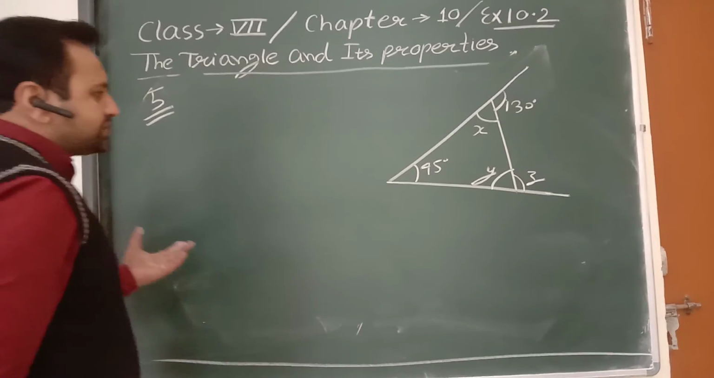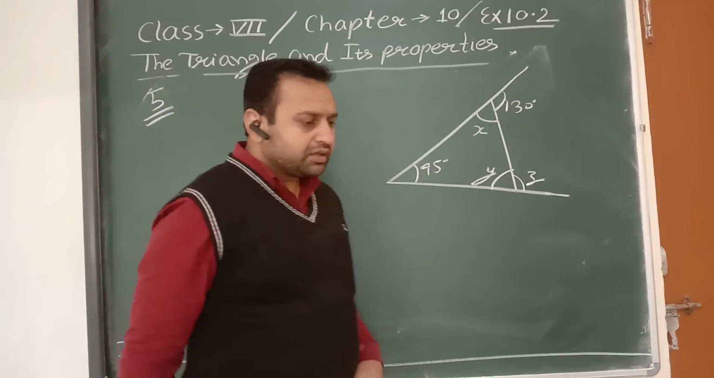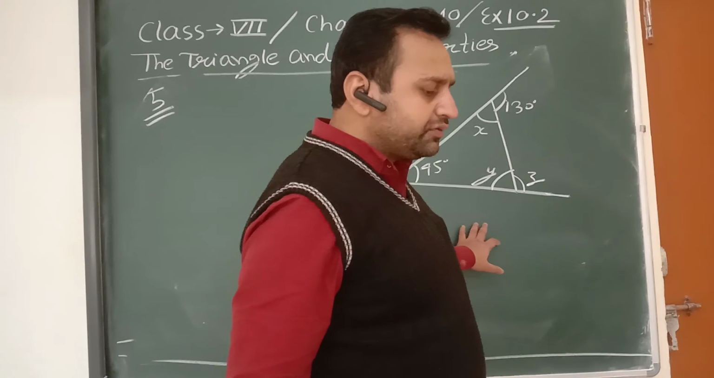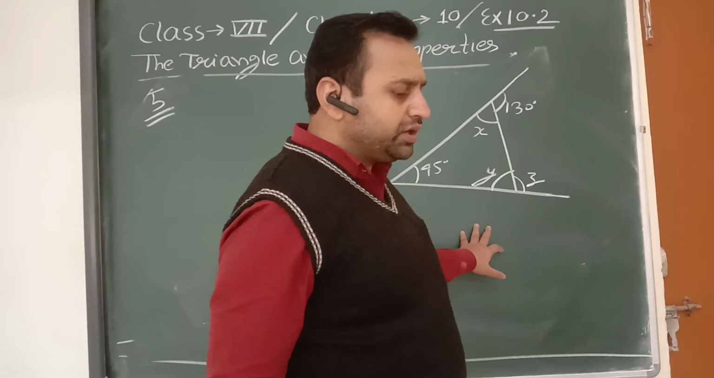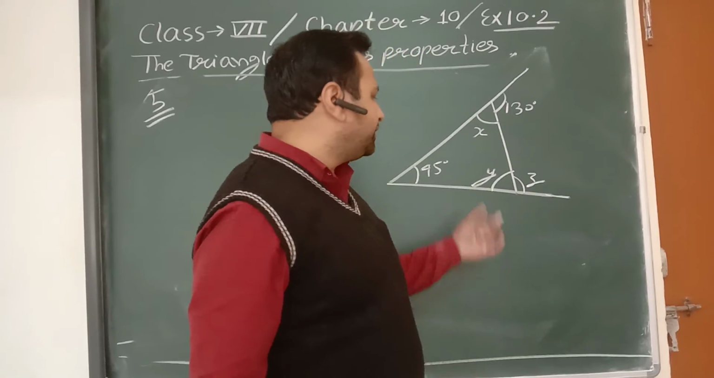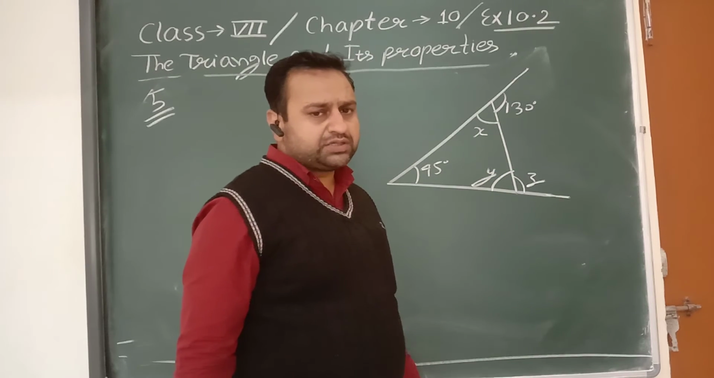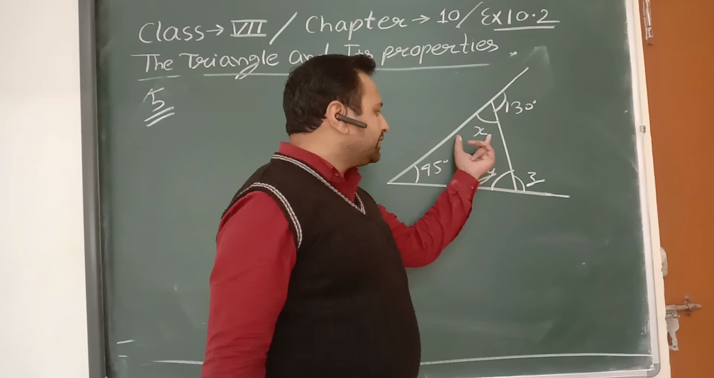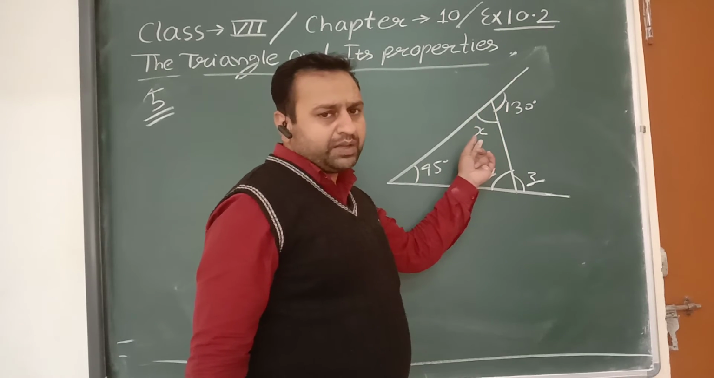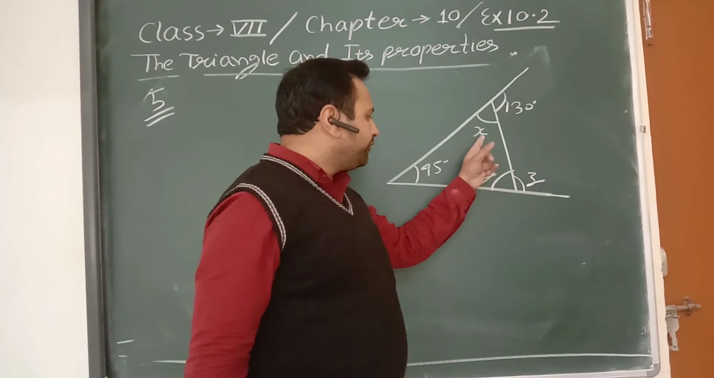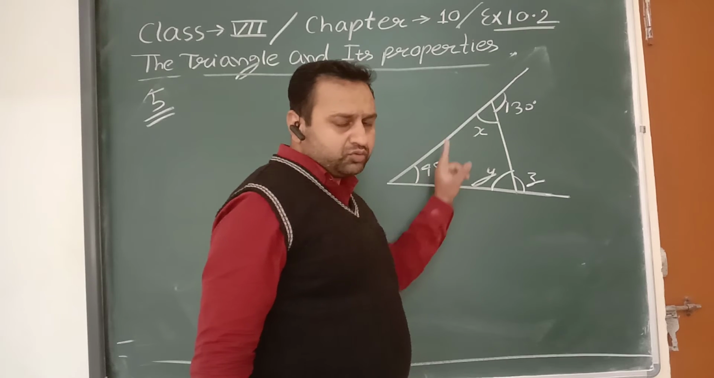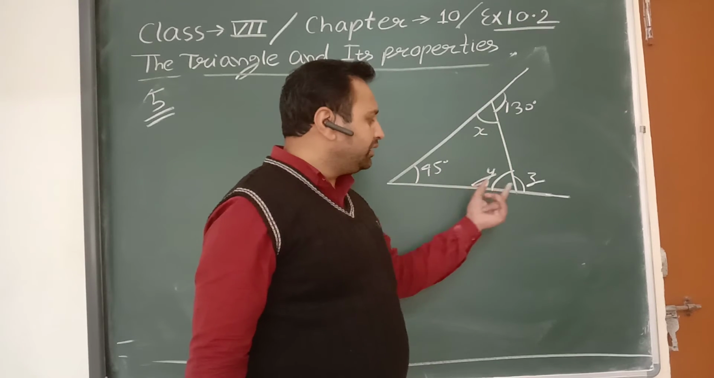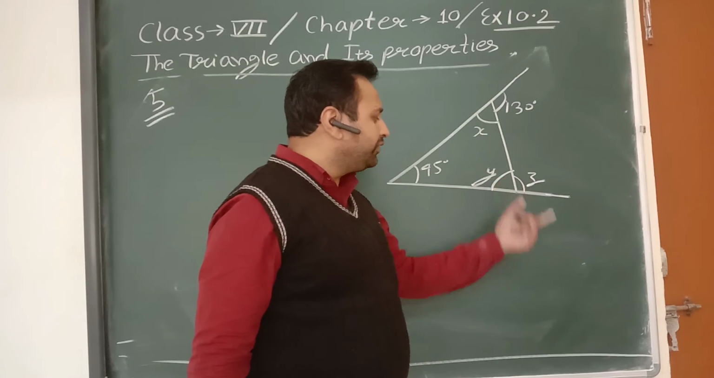Okay students, now we discuss question number 5. In question number 5, a figure is given and in the figure we have to calculate x, y and z. Here we have to find out the values of x, y and z. So first we calculate x using the linear pair property, and after this we calculate y using the angle sum property in a triangle, and using the linear pair property again we calculate z.